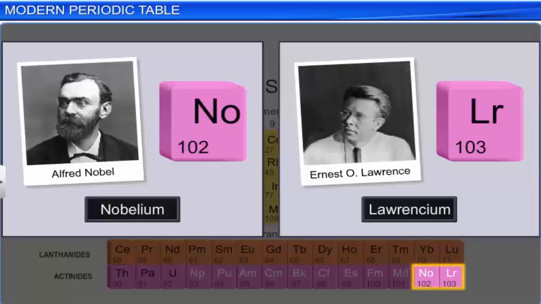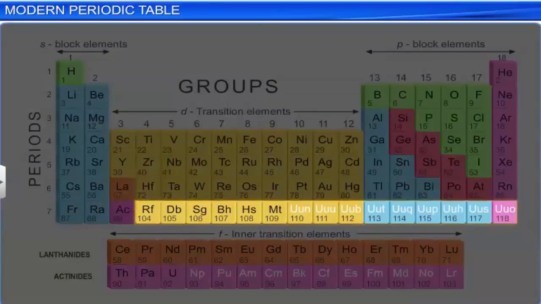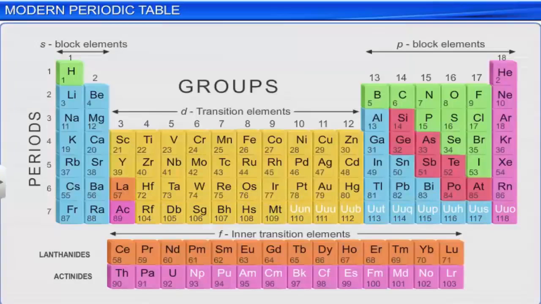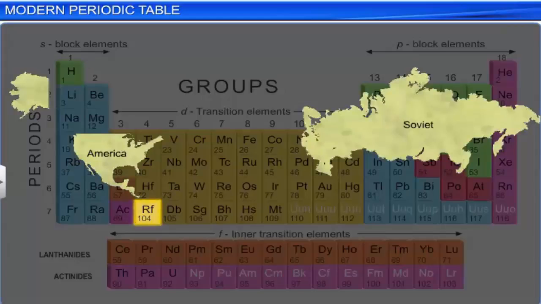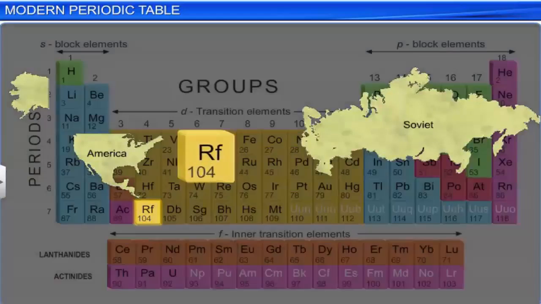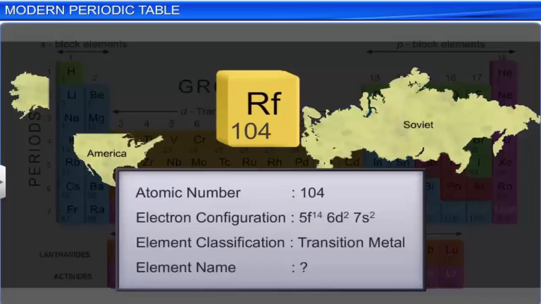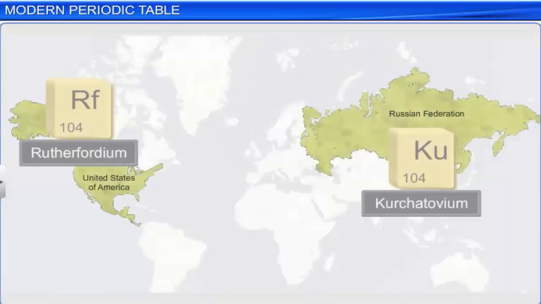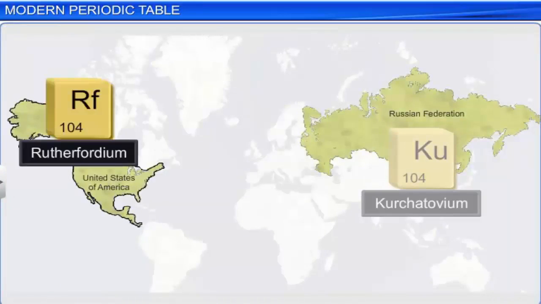However, for the elements with atomic number greater than 103, different groups began to claim credit for the discovery of the same element, causing naming controversies. For example, both American and Soviet scientists claimed credit for discovering element 104. The Americans named it rutherfordium, whereas the Soviets named it kurchatovium.